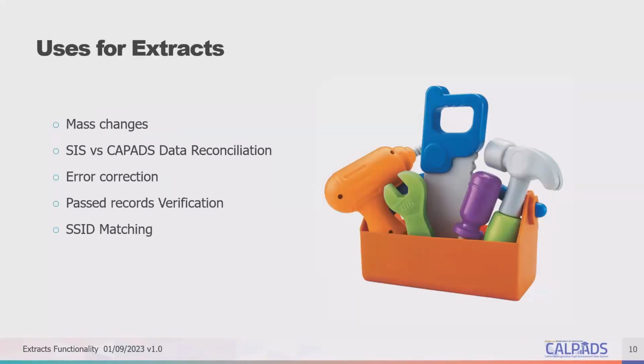Some of the uses for extracts. Extracts allow CALPADS users to make mass changes to data. They allow for CIS and CALPADS data reconciliation. They assist in error correction. They can serve as past records verification. And extracts have specific functions like SSID matching.